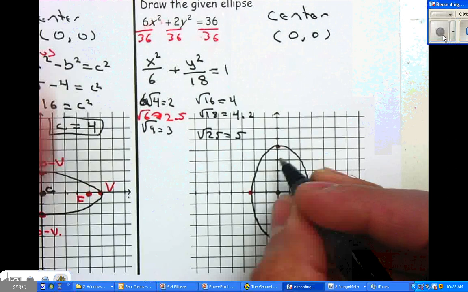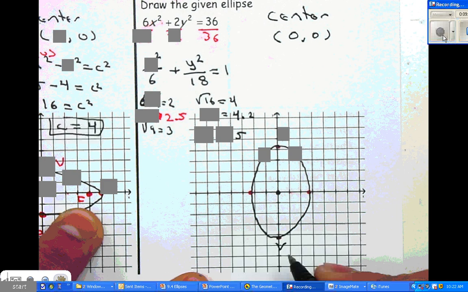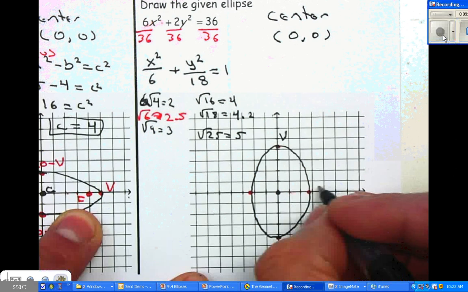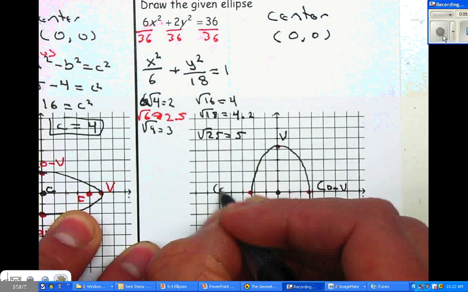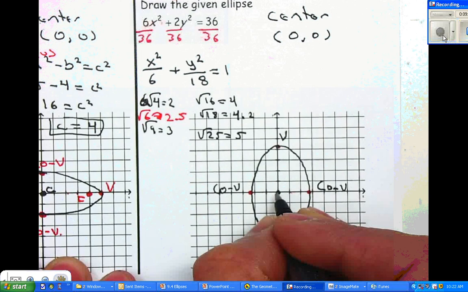Now remember that your longest side is going to be your vertex. The shorter side is going to be your co-vertex. And your focus will be located on your longer side.